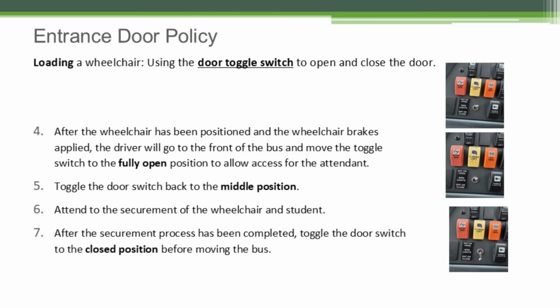4. After the wheelchair has been positioned and the wheelchair brakes applied, the driver will go to the front of the bus and move the toggle switch to the fully open position to allow access for the attendant. 5. Toggle the door switch back to the middle position. 6. Attend to the securement of the wheelchair and student. 7. After the securement process has been completed, toggle the door switch to the closed position before moving the bus.